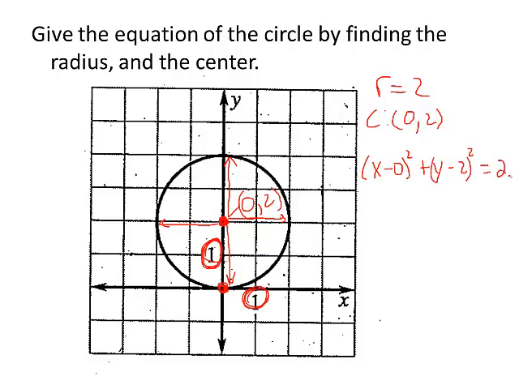equals 2. Now, what's the mistake here? Can you find the mistake that I did? This is a common mistake that I see. People just plug in the radius. Remember, the equation of the circle uses the radius squared, so it has to be radius squared. So when you do this, you could simplify it. x squared plus y minus 2 squared equals 4, and you're done. That is your equation.